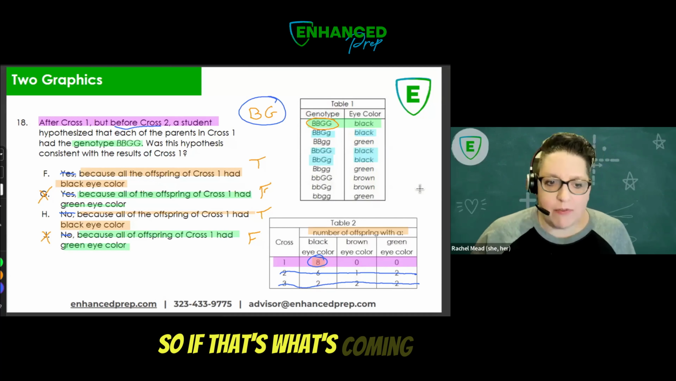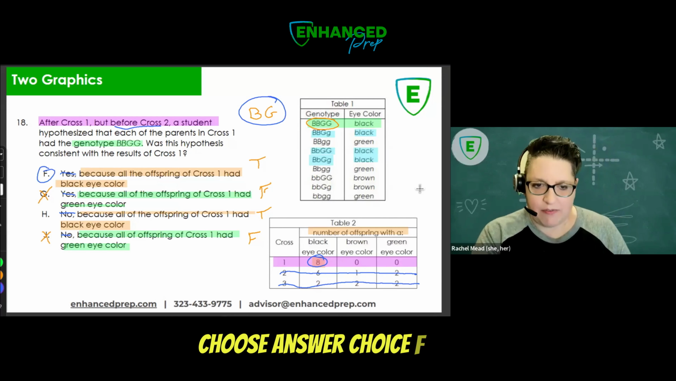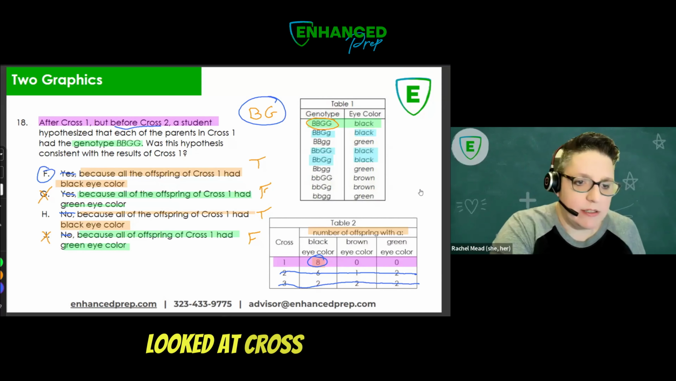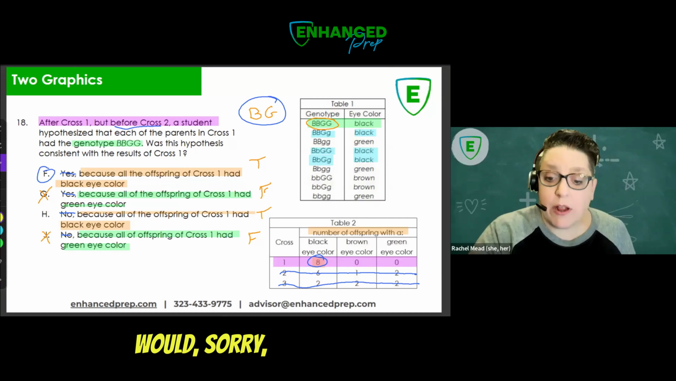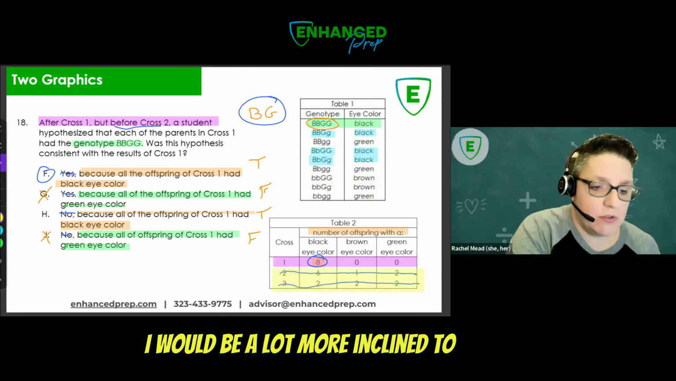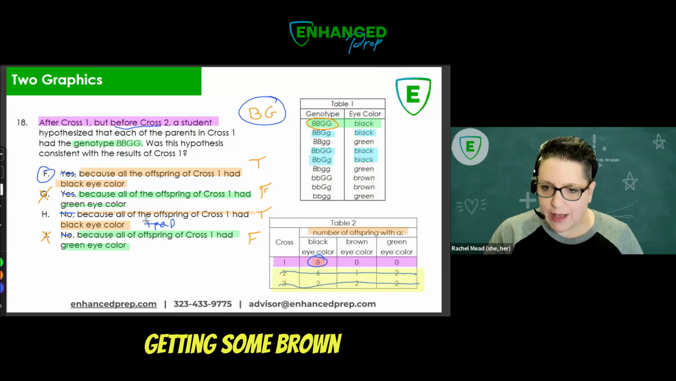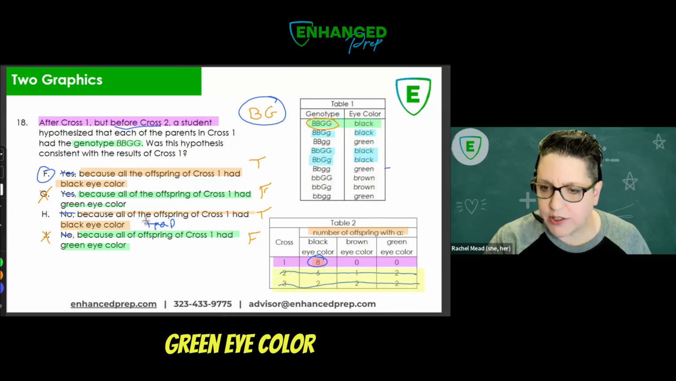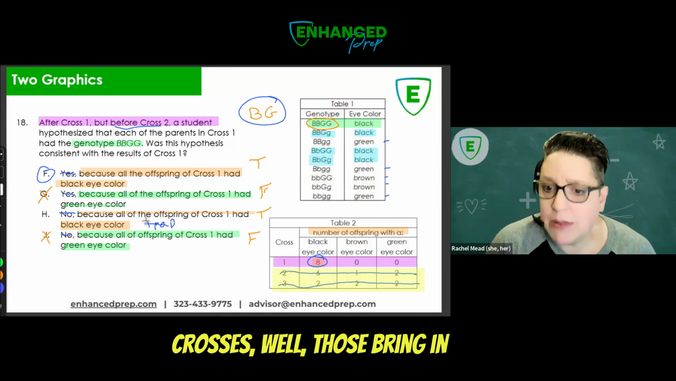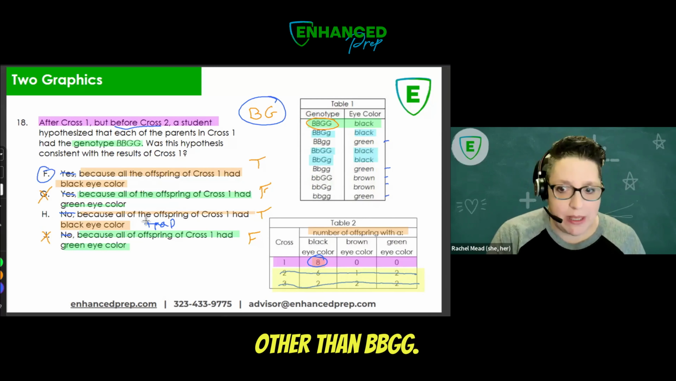Well, I can see that all of my blacks, again, have at least one capital B and one capital G. So if that's what's coming from each parent, I am going to hedge my bets and choose answer choice F here. Now, I want to point out that if we looked at cross 3 and cross 4, cross 2 and cross 3, I would be a lot more inclined to choose answer choice H. And this could be a trap because if I'm getting some brown eye color and some green eye color in terms of some of these other options with my other crosses, well, those bring in some lowercase letters, don't they? So they'd have to come from a parent other than BBGG.